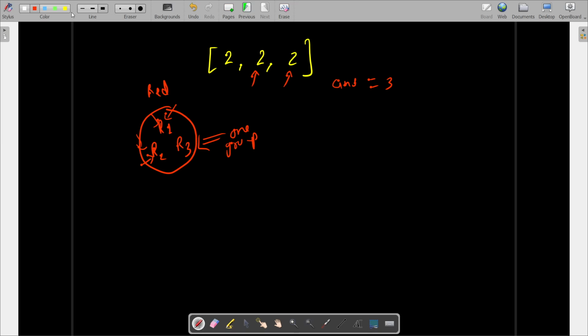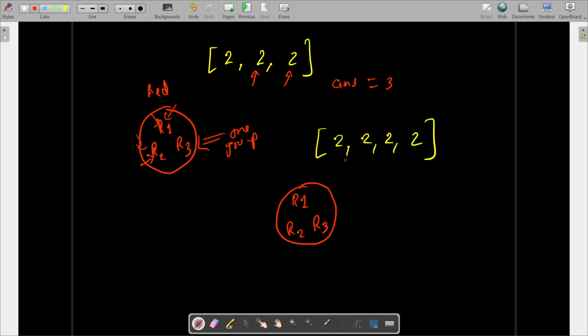But what if I change it to this? Then there will be a twist. Let's say we ask the first rabbit. It said there are two others like me. So in total we are 3. We went to the second rabbit, and let's say it was R2. So there are two others like him. We went to the third and it said there are two others like me.